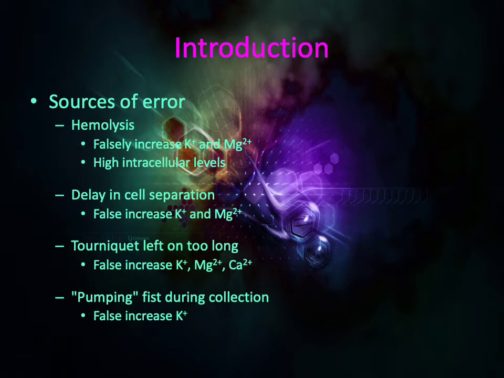Another potential source of error can come from hemoconcentration caused by leaving the tourniquet on too long. Impeding the normal flow of blood can cause potassium, magnesium, and even calcium to leak into the plasma from the surrounding tissues.